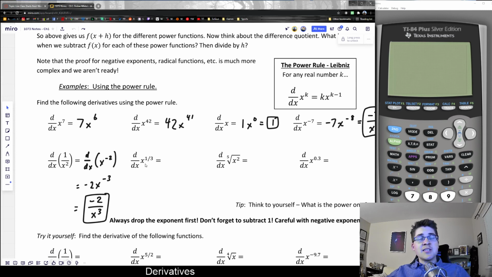In the next video, because this one's getting a little bit long, let's look at what happens when we have fractions or decimals in our power functions.